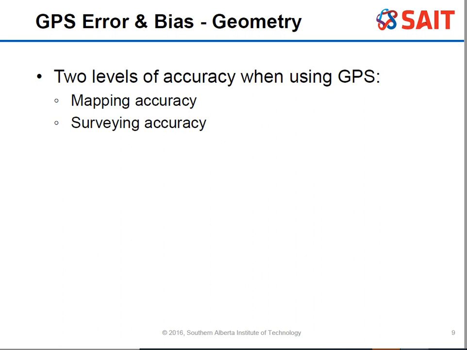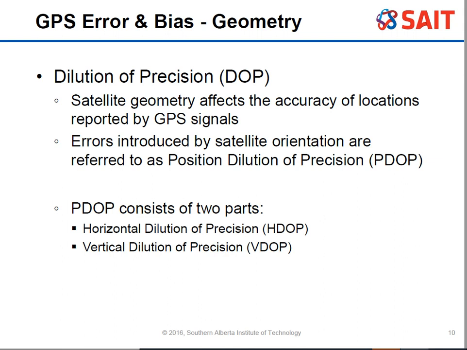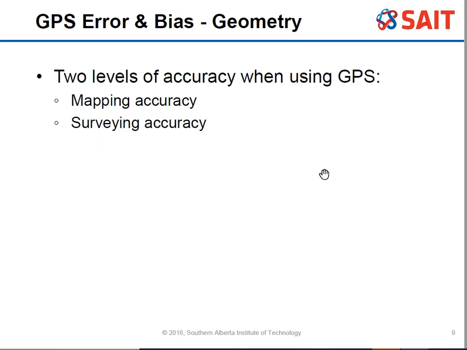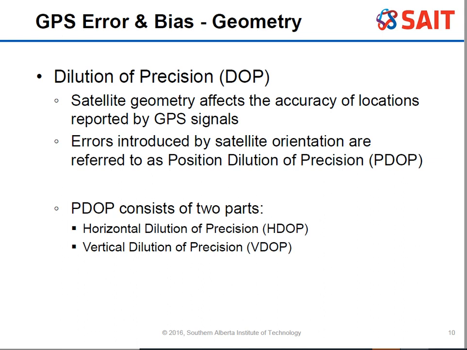Then the next error is geometry. So this is satellite geometry. There's two levels of accuracy: surveying accuracy and mapping accuracy. It doesn't go into a lot of detail about that. Mapping is going to have a lower accuracy than the surveying accuracy because we can include the mapping with the user component. So the geometry has actually got a special measure.